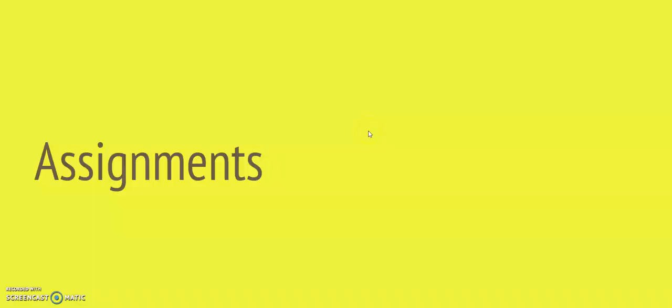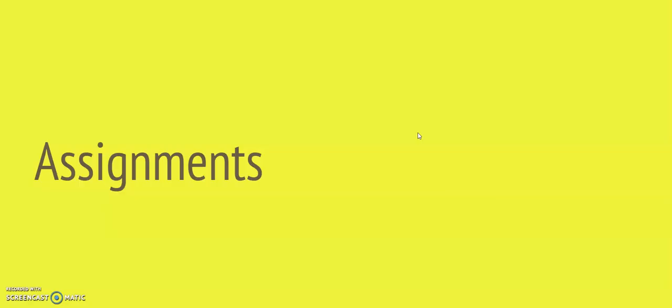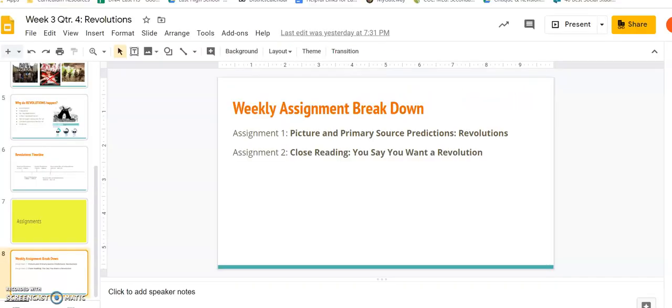This one will be about the first two revolutions, the American Revolution and the French Revolution. Then next week, you will read about Haiti, Mexico, and Venezuela in another close reading. So let's start by explaining the picture and primary source predictions.